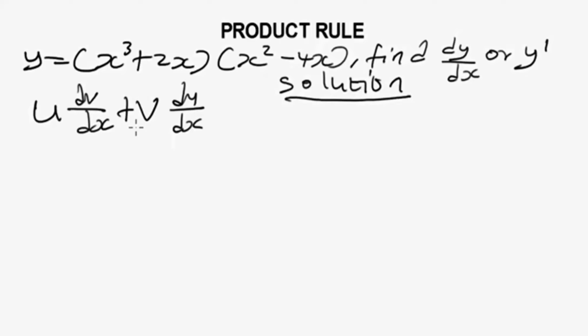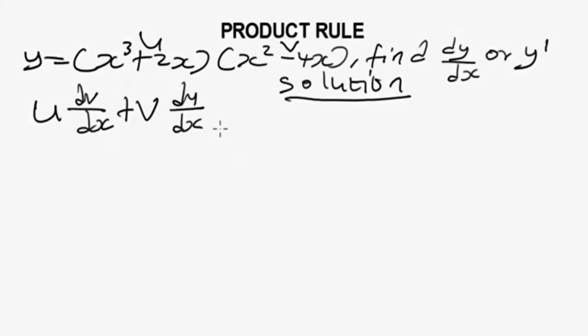Now, the first thing you have to do is to label each of these brackets. So you can label this first bracket to be your u, then label this second one to be your v. So guys, having done this, u dv over dx means that you leave the values for u and differentiate the values for v, then plus, this time around, you leave the values for v and then differentiate the values for u.